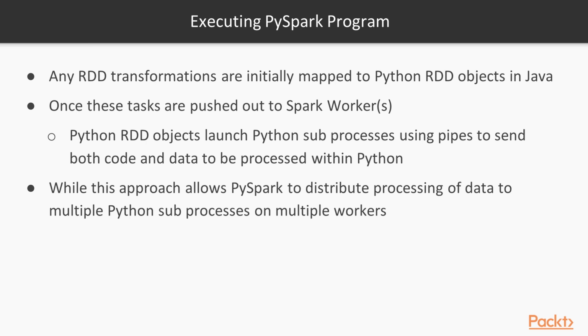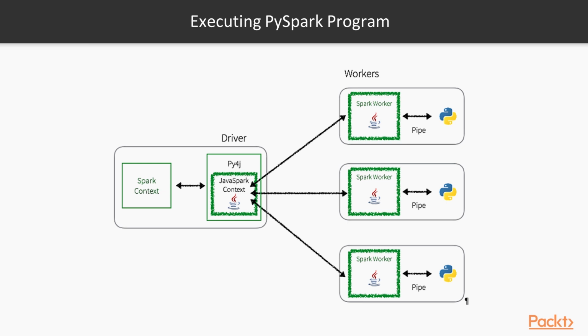While this approach allows PySpark to distribute the processing of the data to multiple Python sub-processes on multiple workers, as you can see, there is a lot of context switching and communications overhead between Python and the JVM.